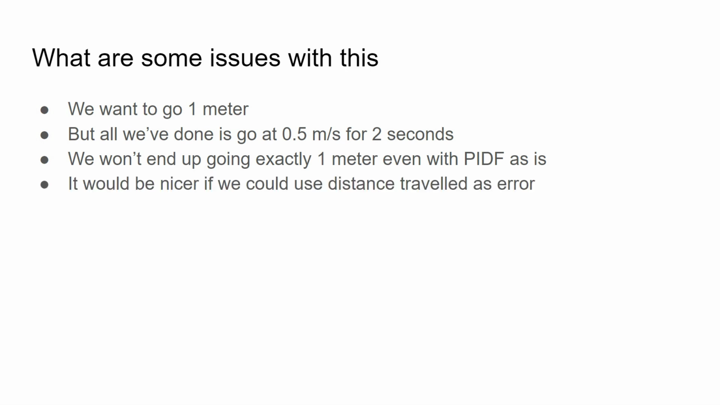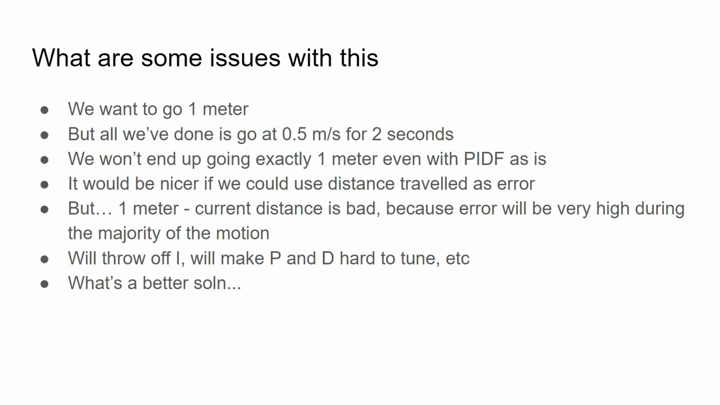What we really want is, since we want to travel 1 meter, we would like to use the distance traveled as the error, right? Because we want to say, if we've gone over 1 meter, we've gone too far. If we've gone under 1 meter, we haven't gone far enough. And then hopefully this will result in us going exactly 1 meter. That is the goal. Okay, what could we do?